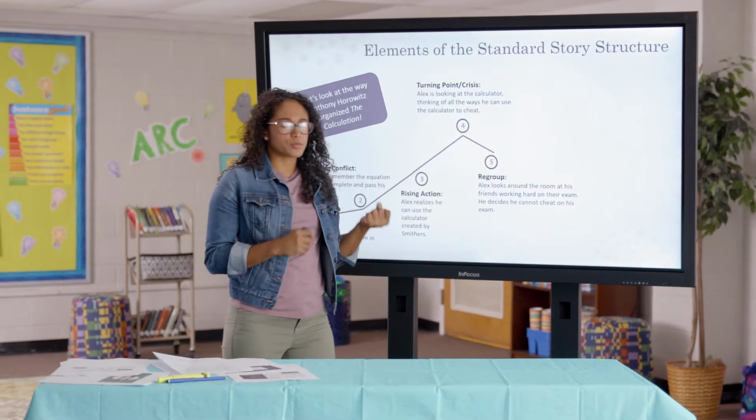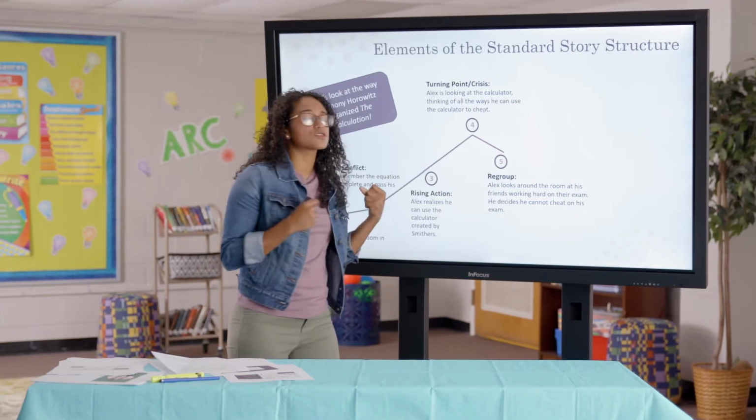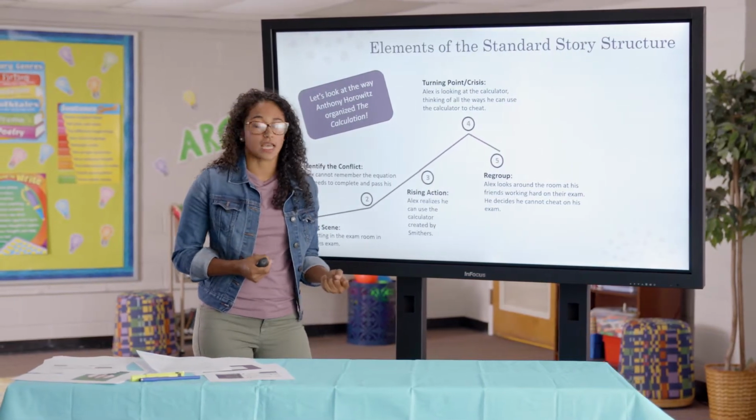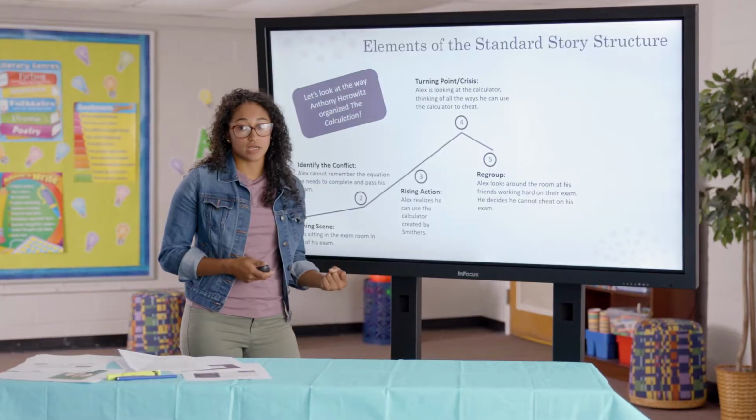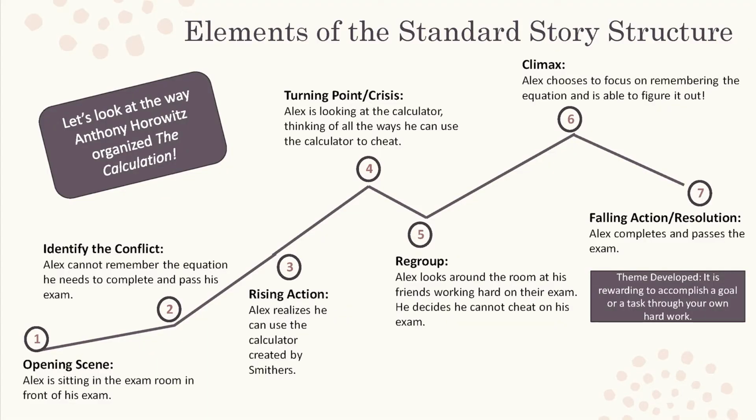Then he regroups. He looks around, he sees his friends working really, really hard on the exam, and he decides he cannot cheat. By the end of the story, we get to the climax. Alex is sitting in the exam room, and he chooses to focus on remembering the equation, and he's able to figure it out, which leads him to the end where he completes and passes the exam.